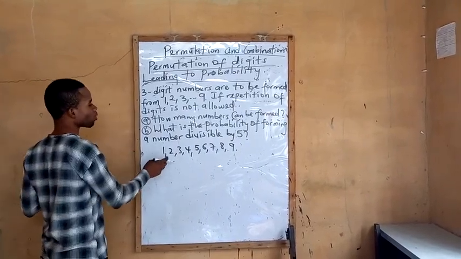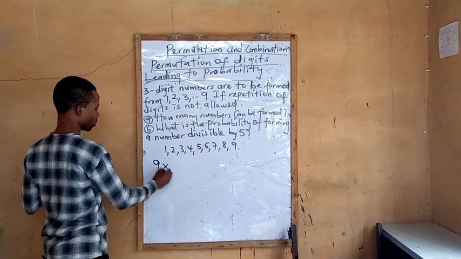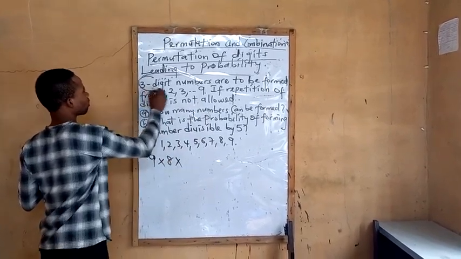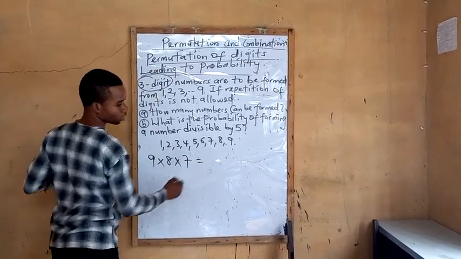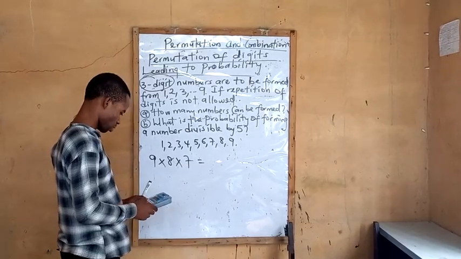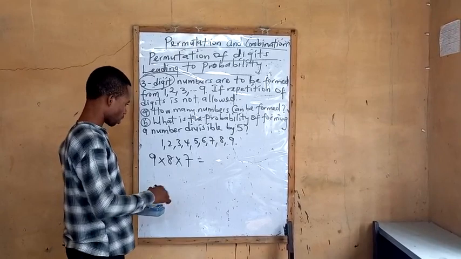With 3 digits, the first number is going to take the 9 places, the second number is going to take the 8 places, and the third number is going to take the 7 places, because they said it's 3 digits. That is 9 times 8 times 7, which is 504.